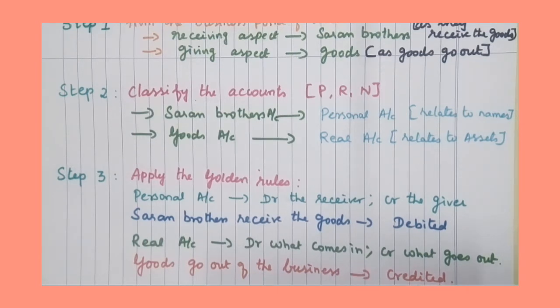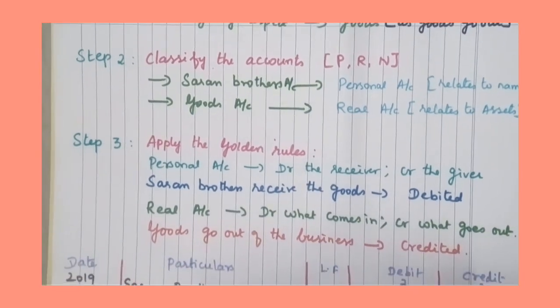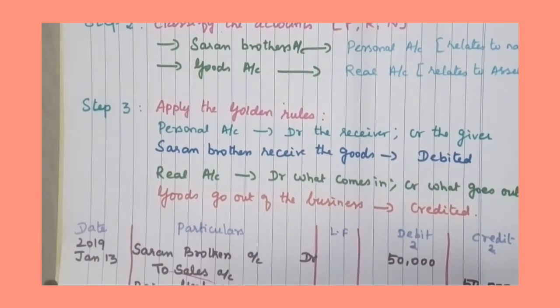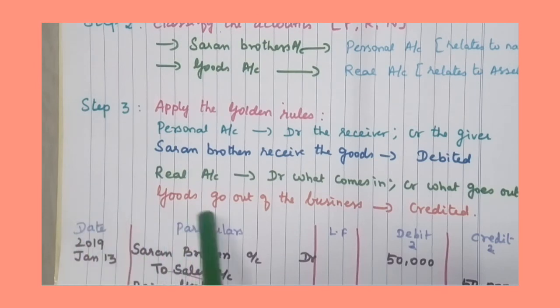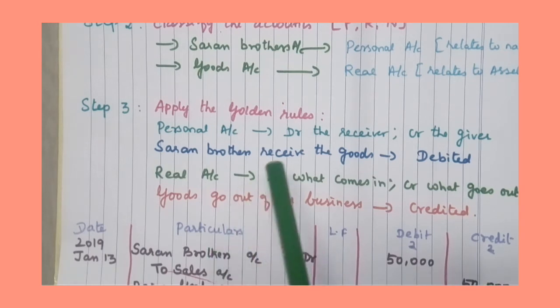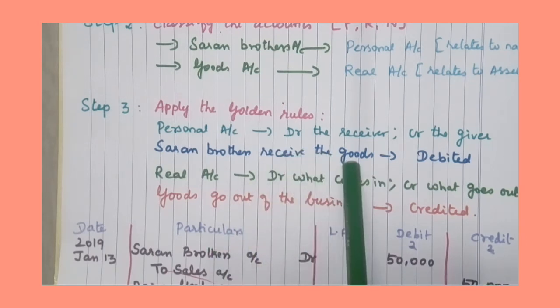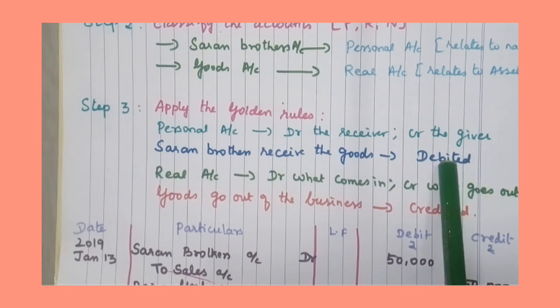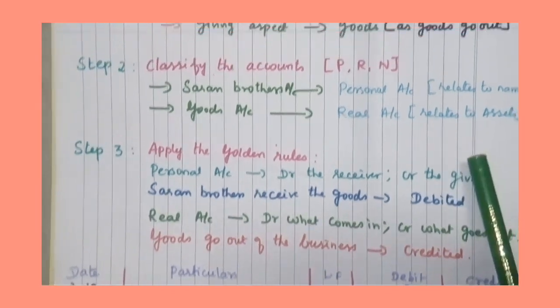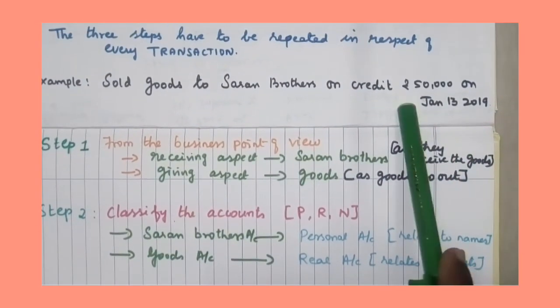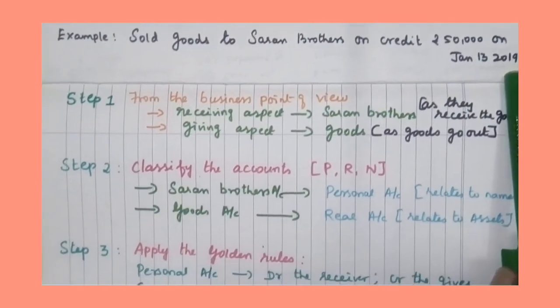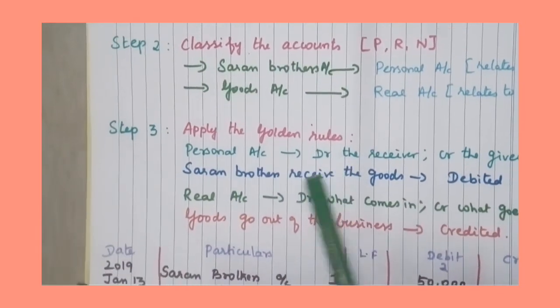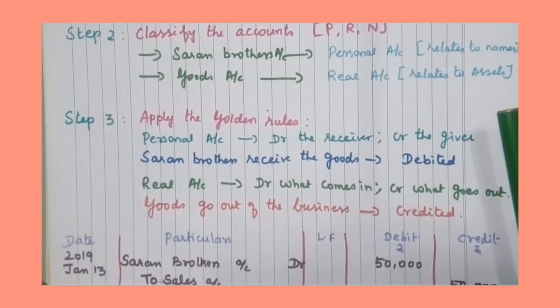Clear? Now we are going to write the journal entry for the same. The journal entry format you know very well: date, particulars, LF, debit rupees, credit rupees. So we have decided Saran Brothers is a receiver of the goods, he has to be debited. So before that we have to write the date. Already they have given the date in the transaction, January 13, 2019. The same date you have to write here, according to the transaction.